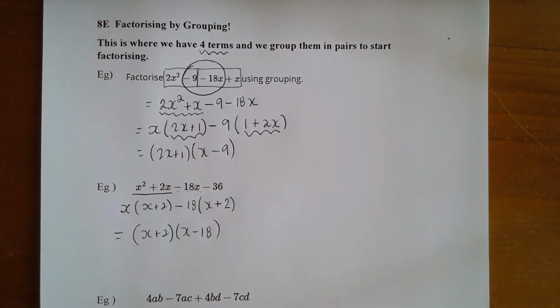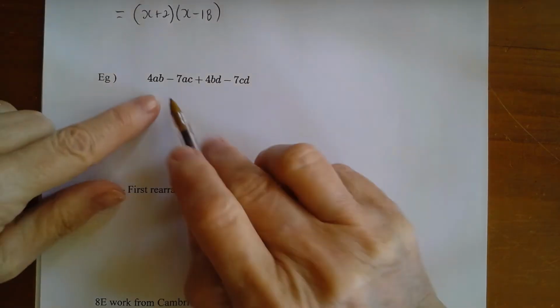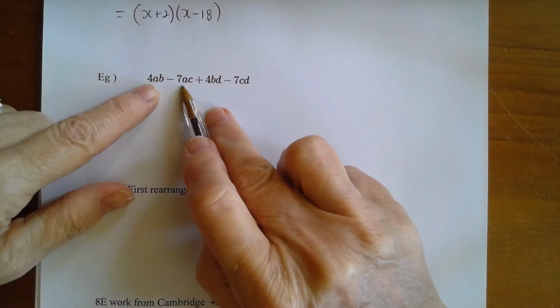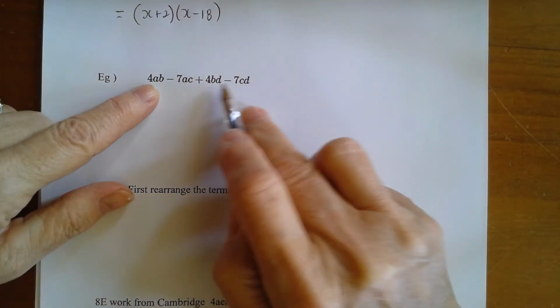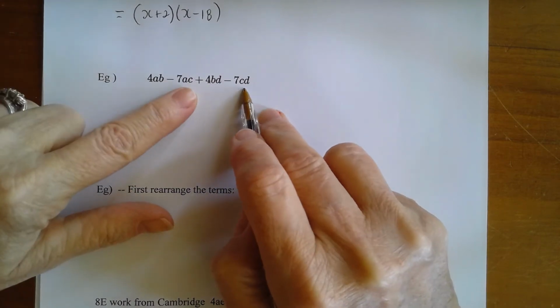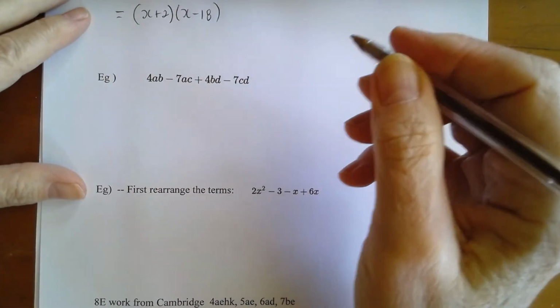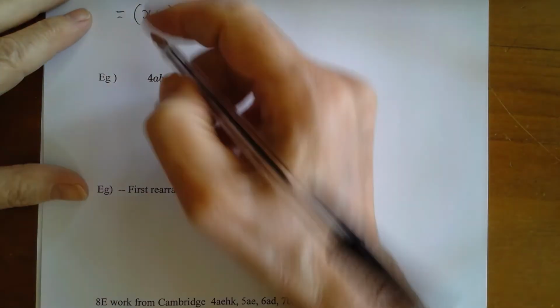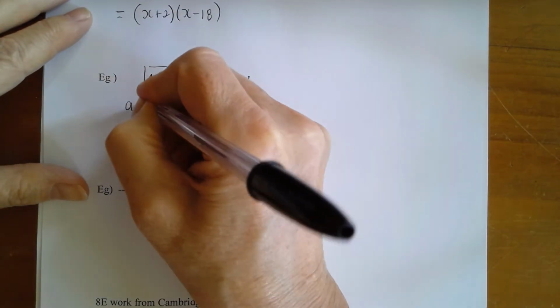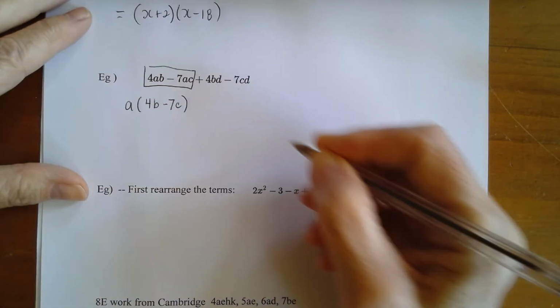Okay, let's try another. Let's see, these both have an a in them, and these both have a d in them. These both have a 4 and a b, and these both have a 7 and a c. I think I'm going to group them. Well, let's do it both ways. Let's do it the first way, where I just take these two and take an a out. That gives me 4b minus 7c.